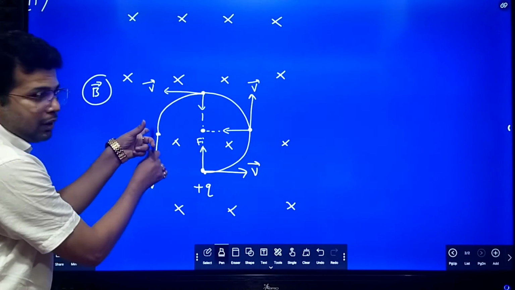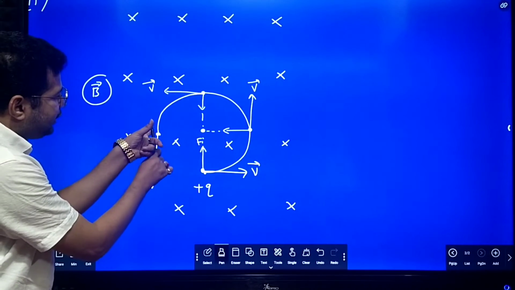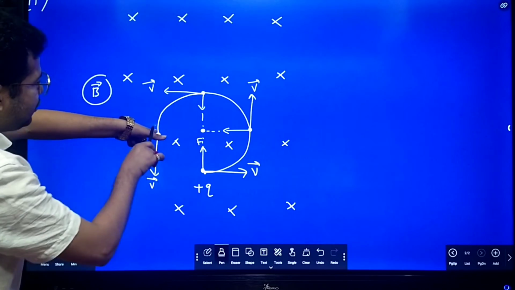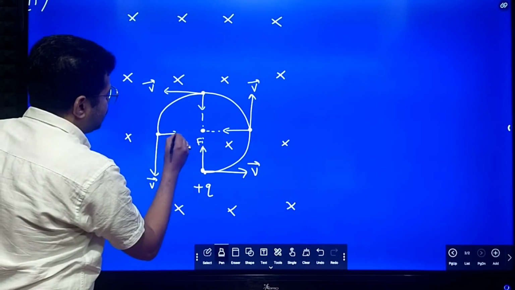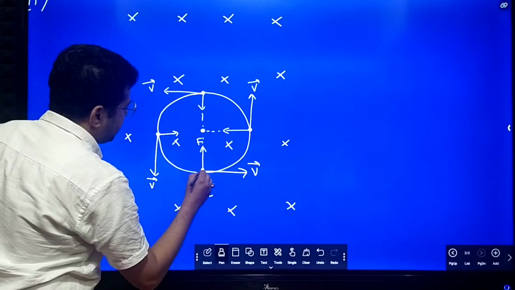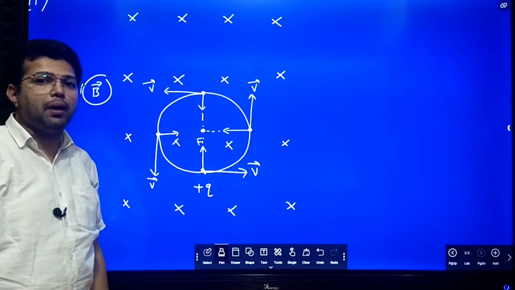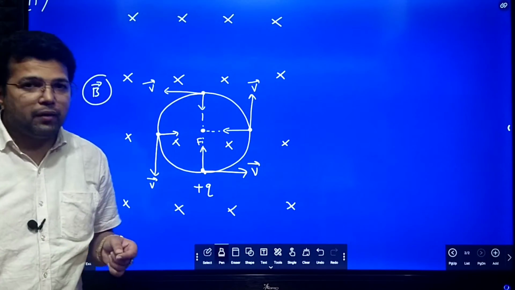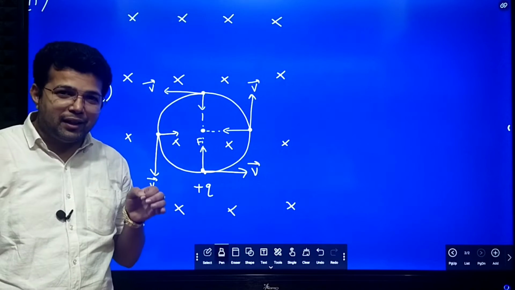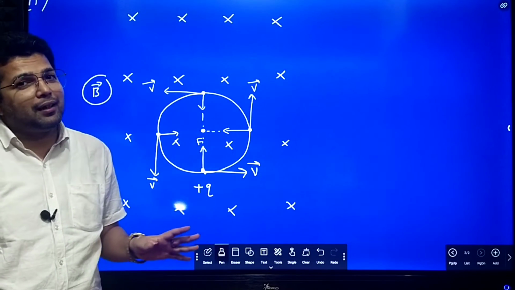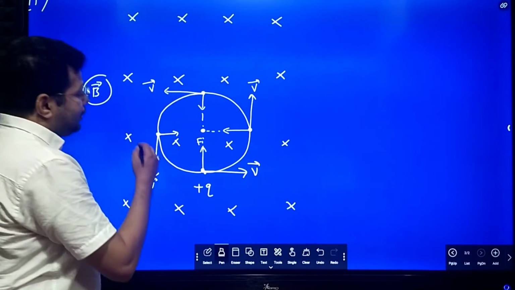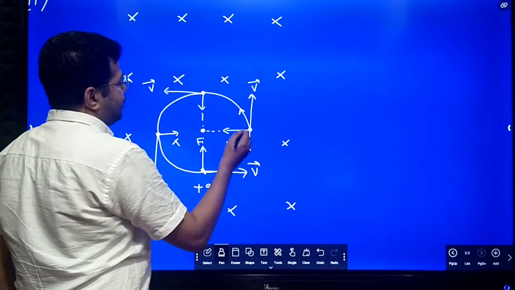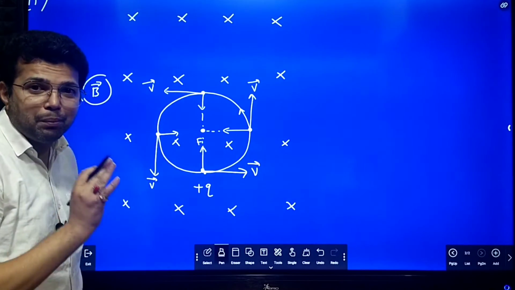Here at this position, this is the direction of velocity. So the forefinger points the direction of magnetic field. Magnetic field is into, charged particle is coming down, so this will be the direction of force. So what happens? The charged particle describes a circular path. If the velocity of the charged particle is perpendicular to the uniform magnetic field, then the charged particle will describe a circular path.